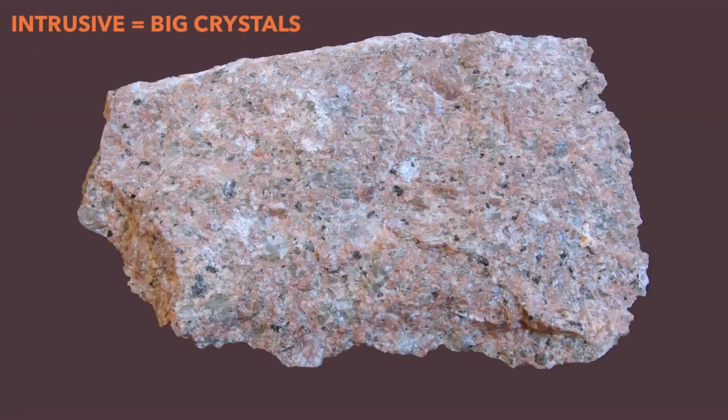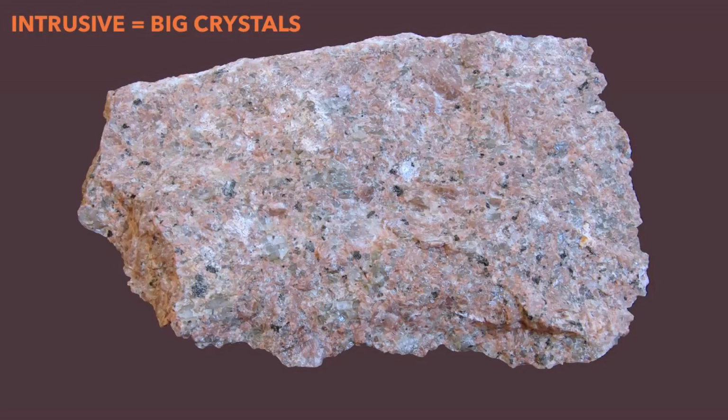Let's take a look. This is a piece of granite, and what you'll notice is that it's speckled. All of these speckles are different mineral crystals. The black is biotite mica, the pink is potassium feldspar, the white is quartz. But the fact that you can actually see them with the naked eye tells me that they're big enough to have cooled slowly inside the earth, and that this is an intrusive rock.